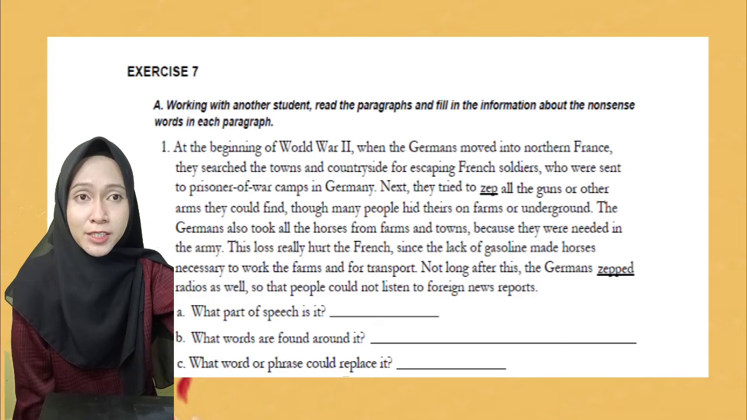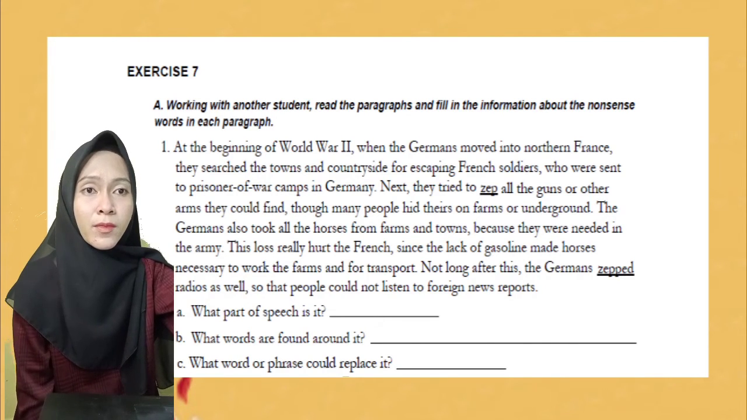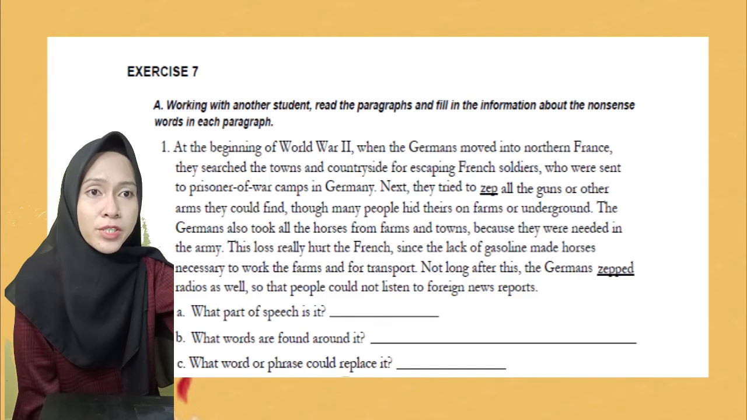Okay, so for the next, we have another exercise here. I'll read the text first. At the beginning of World War II, when the Germans moved into northern France, they searched the towns and countryside for escaping French soldiers, who were sent to prisoner of war camps in Germany. Next, they tried to zap all the guns or other arms they could find.